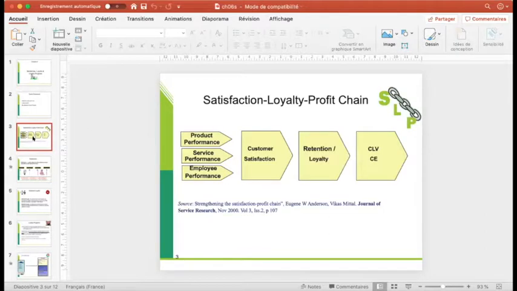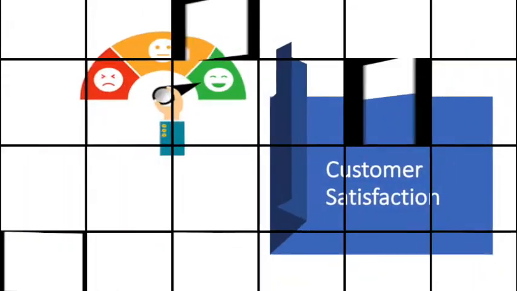So let's have a look at the satisfaction loyalty profit chain. You can see here that value is created through the product, value is created through customer service, and value is created through employee performance or relationship performance. Firms have three vectors to create value for the customers: the product, the service, and employee performance. These are antecedents of satisfaction. So satisfaction is influenced by product, service, and employee performance. Satisfaction influences retention and loyalty, and loyalty influences customer lifetime value and customer equity.